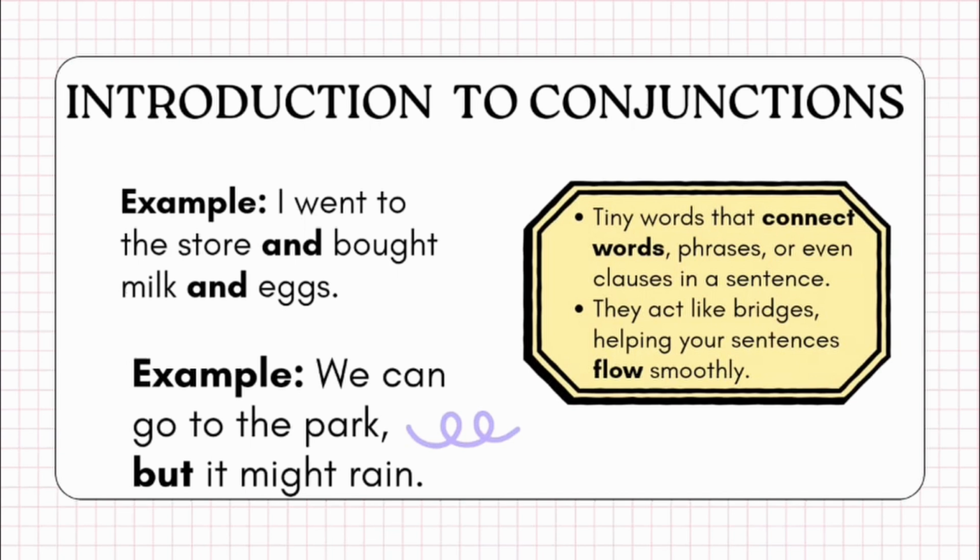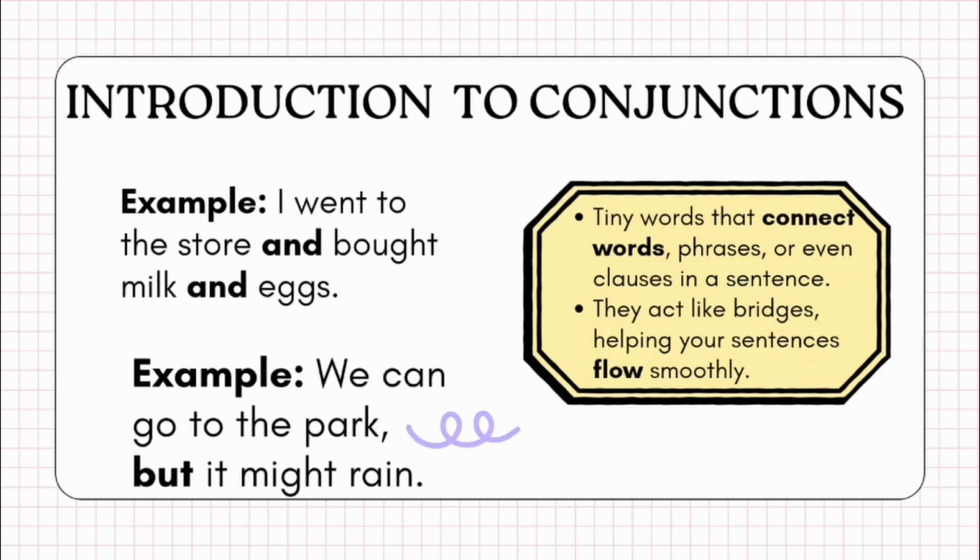So conjunctions are tiny words that connect words, phrases, or even clauses in a sentence. They act like bridges, helping you achieve a connection between sentences in order to have a perfect flow of ideas. Examples in sentences: I went to the store and bought milk and eggs. Remember, I can say, I went to the store. I can equally say, I bought milk and eggs. But to join the two sentences together, I will say, I went to the store and bought milk and eggs.